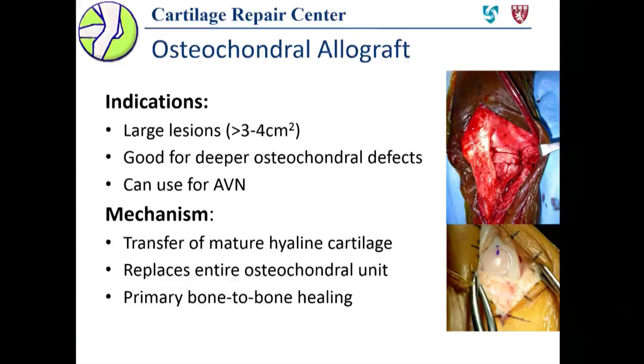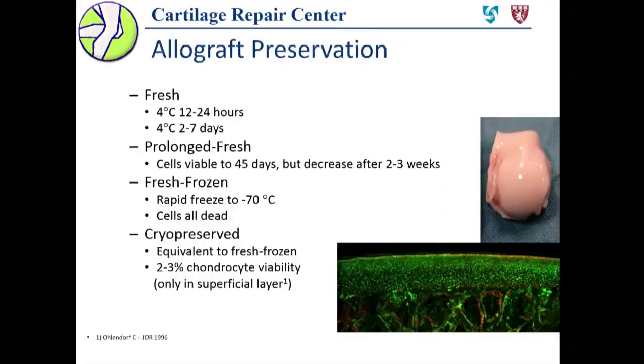What's nice about it is it transfers mature hyaline cartilage. So other than cell-based therapy, there's nothing really that needs to grow over time, firm up, decide what it wants to become. This is hyaline cartilage. It stays hyaline cartilage. It replaces the entire osteochondral unit and it's primary bone-to-bone healing, which in comparison to cartilage is pretty straightforward. Evolution has taught us how to heal bone pretty well, just haven't gotten around to cartilage yet.